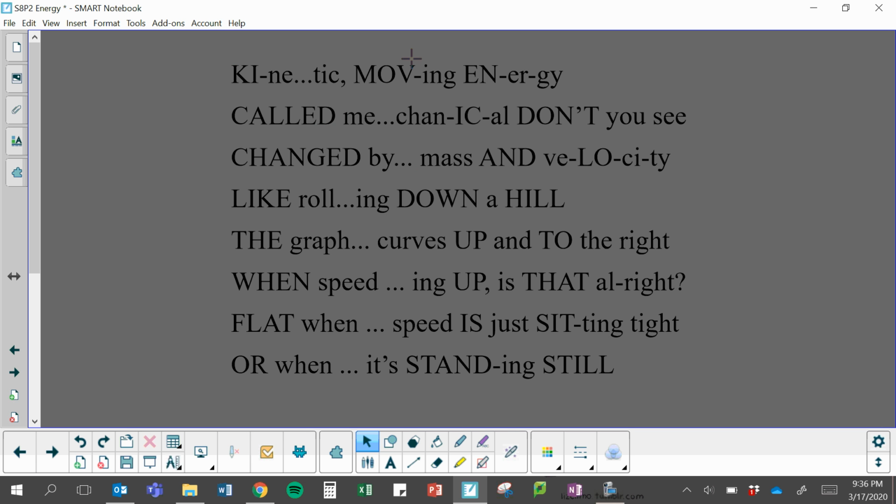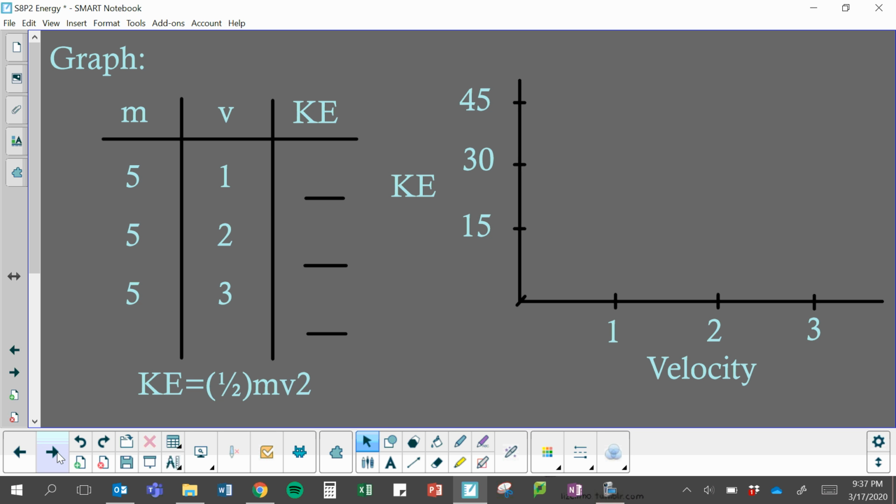But kinetic energy is dealing with mass and velocity, and it says the graph curves up and to the right when speeding up. Is that all right? Flat when speed is just sitting tight, or when it's standing still. So there's sometimes when kinetic energy is flat and sometimes when it's speeding up. And the difference is it's going to be curved when it's speeding up. So that's dealing with our velocity.